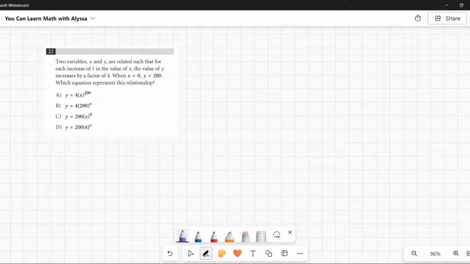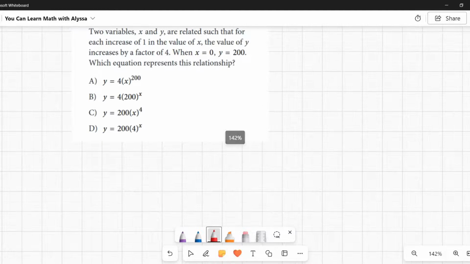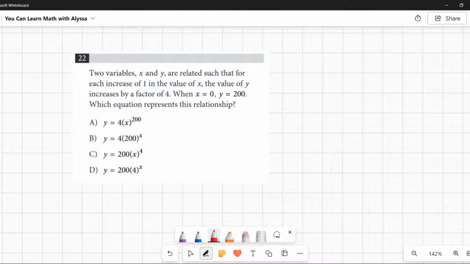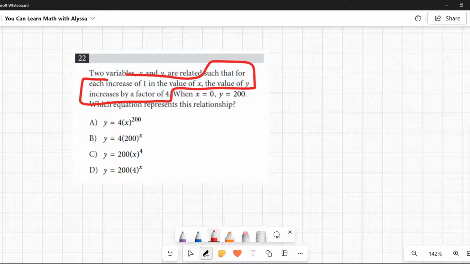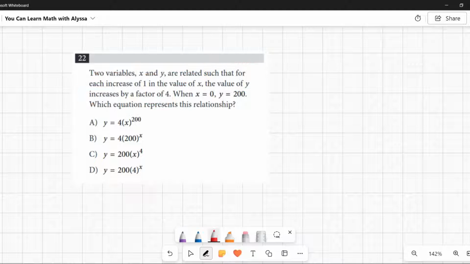Oftentimes when you have a word problem that has two parts like this, and when I say two parts, this is what I mean. We have this first one. It tells you this part: each increase of 1 in the value of x, the value of y increases by a factor of 4. That is a characteristic of this equation. Then they also tell us a second characteristic. When x is 0, y is 200.